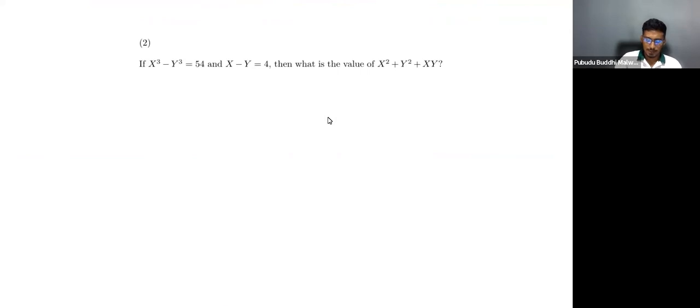To solve this problem, I would like to mention one formula, that is a to the power of 3 minus b to the power of 3. You might have seen this. You can factorize this as a minus b times a squared plus b squared plus ab. So you can use this formula for this case.